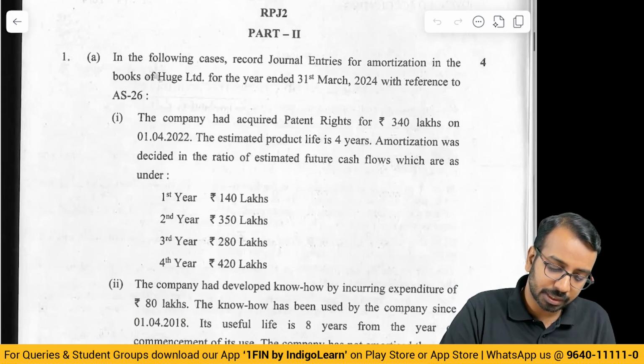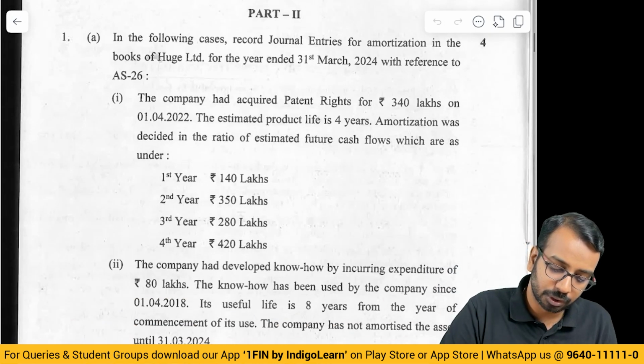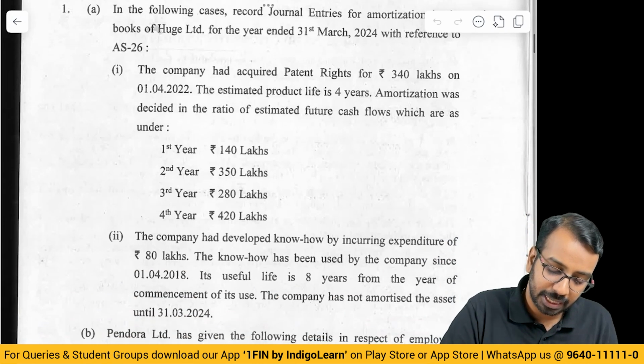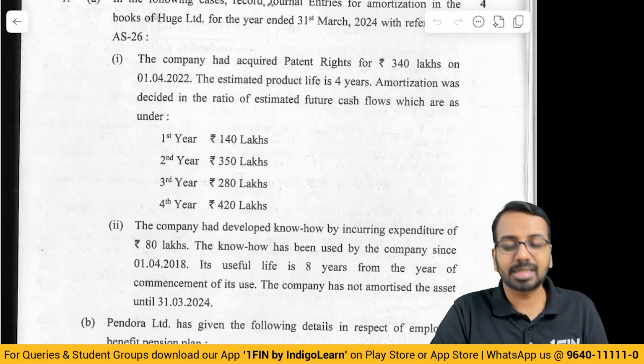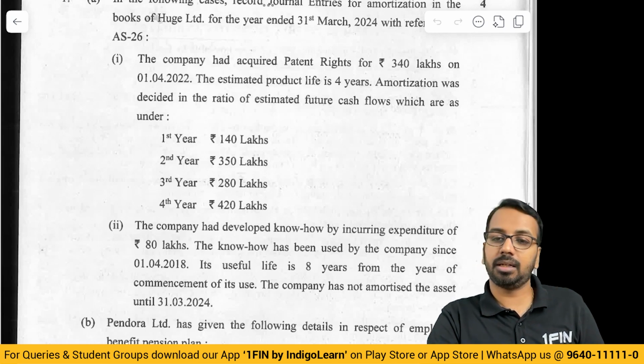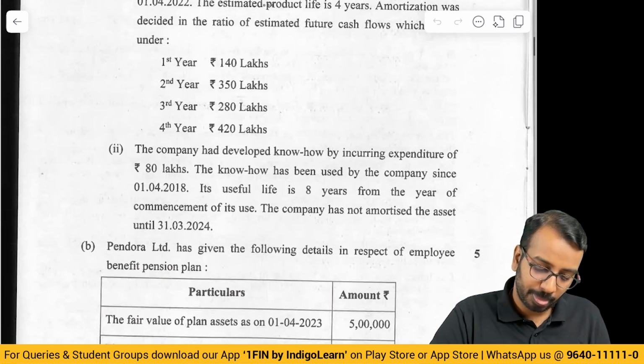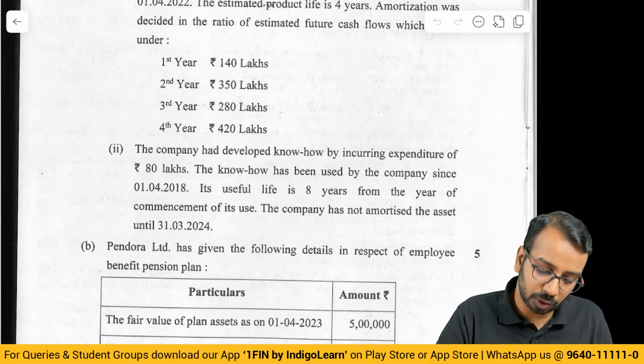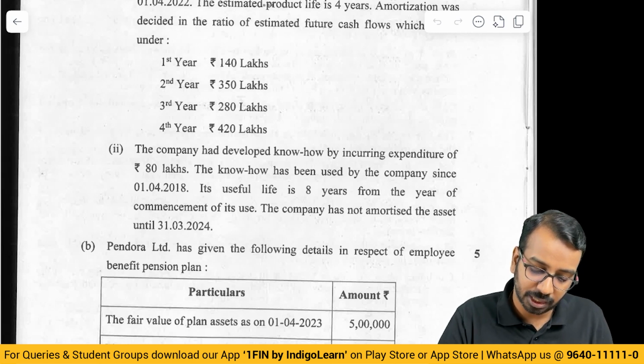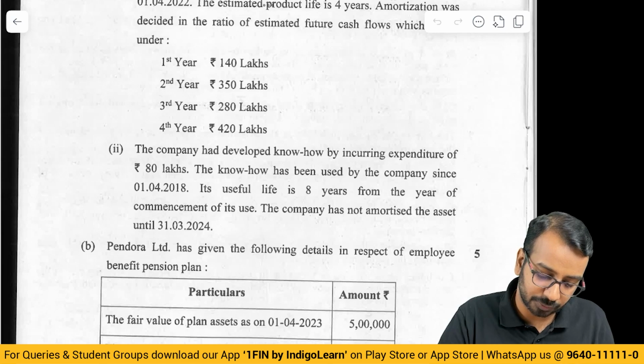Record the journal entries for amortization in the books of Hughes Limited for the year ended 31st March. Acquired patents for 340, estimated product life is 4%, amortization was to be done on the basis of cash flow. This is the same question which is there in AS 26. Then know-how by incurring so much, the know-how is used since 1418, useful life is 8 years. Company has not amortized the asset until 31st March of 24.